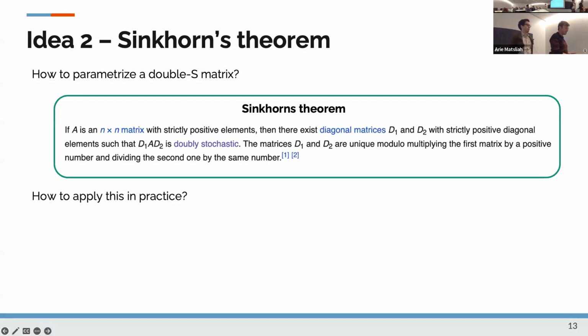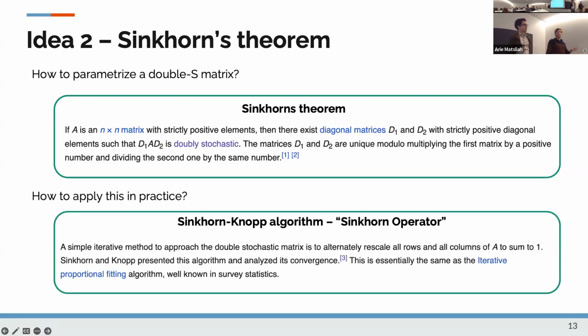In practice, there is what we call the Sinkhorn-Knopp algorithm, also known as the Sinkhorn operator, which is extremely simple. You start off with your matrix of only positive elements, normalize the rows, normalize the columns, and keep doing that until convergence. It turns out that this very trivial algorithm actually gets you a doubly stochastic matrix. So if we have some way to come up with a matrix of positive values, whether it be a neural network or some other thing, then using the Sinkhorn operator, we can turn that into a doubly stochastic matrix.